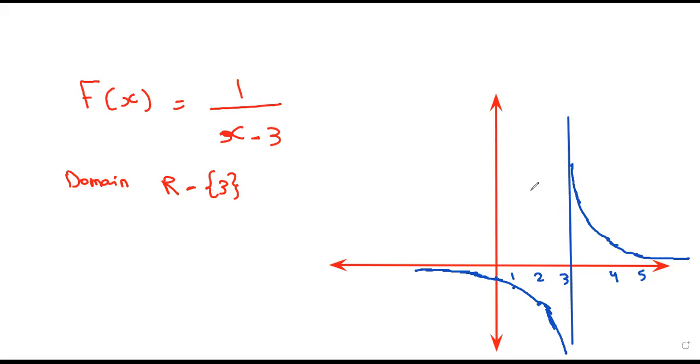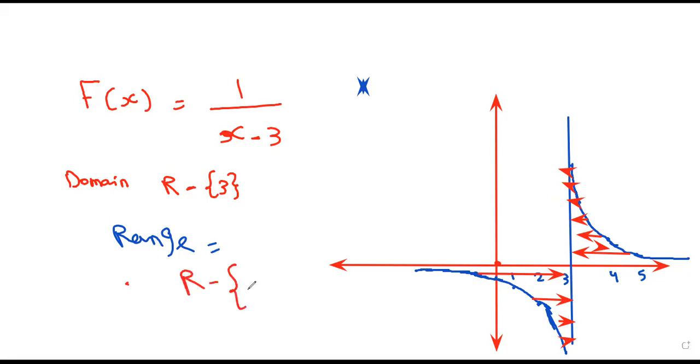So what is the domain in this case? As I said, the domain is all real numbers except 3. What about the range? The range is the span of y for all values of x. So let's look again at the curve. All values, when we go down, we will hit all values of y except 0. So the range in this case is all real numbers except 0.